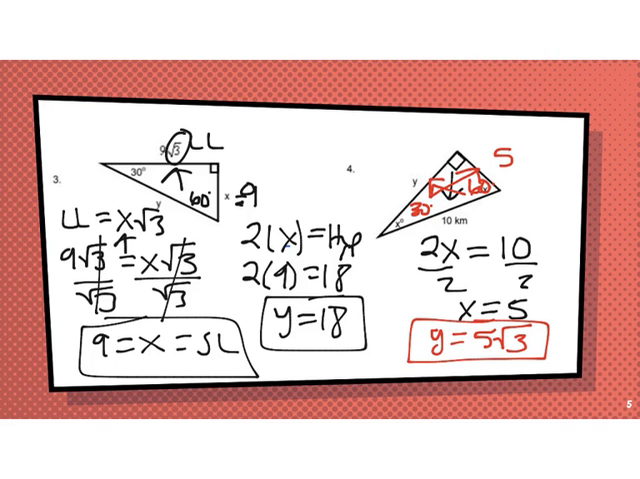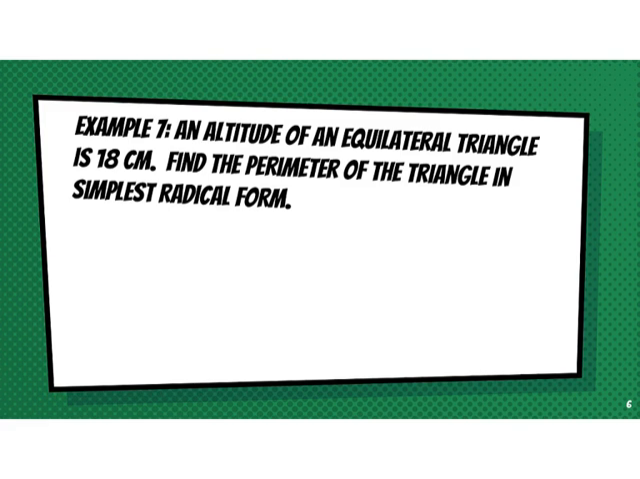I need to simplify. So now we're going to go over the word problem. For our example, an altitude of an equilateral triangle is 18 centimeters. Find the perimeter of the triangle in simplest radical form. The altitude is actually just the height of the triangle.